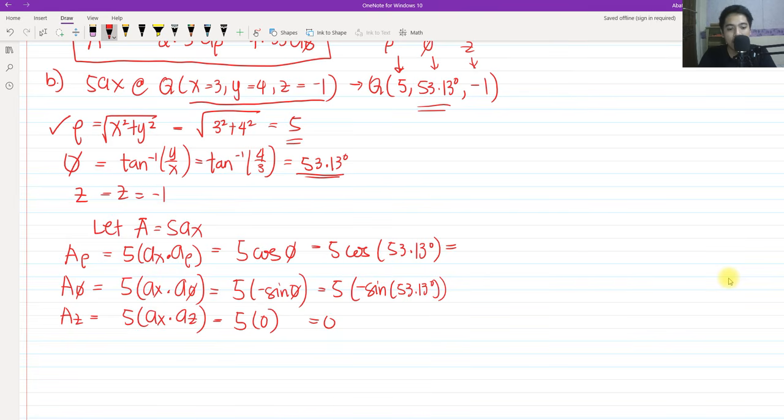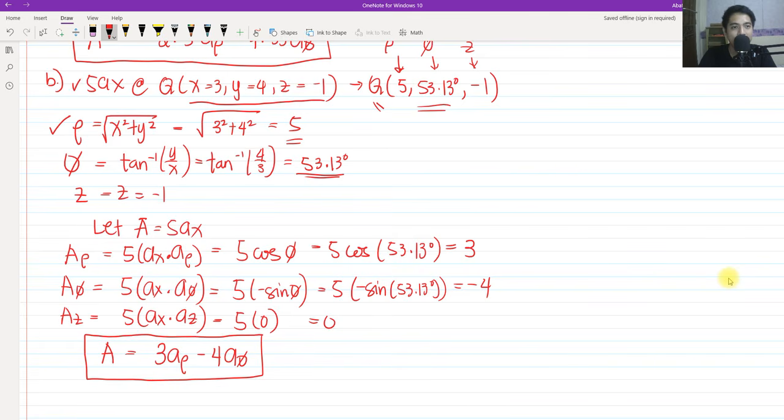Evaluating this in our calculator, we have 3 for A sub rho, negative 4 for A sub phi, and then 0. So hence, the vector 5 a_x at the point Q in terms of cylindrical coordinates should be 3 a sub rho minus 4 a sub phi. So that would be the answer if we transform 5 a_x at this point Q into cylindrical coordinates.